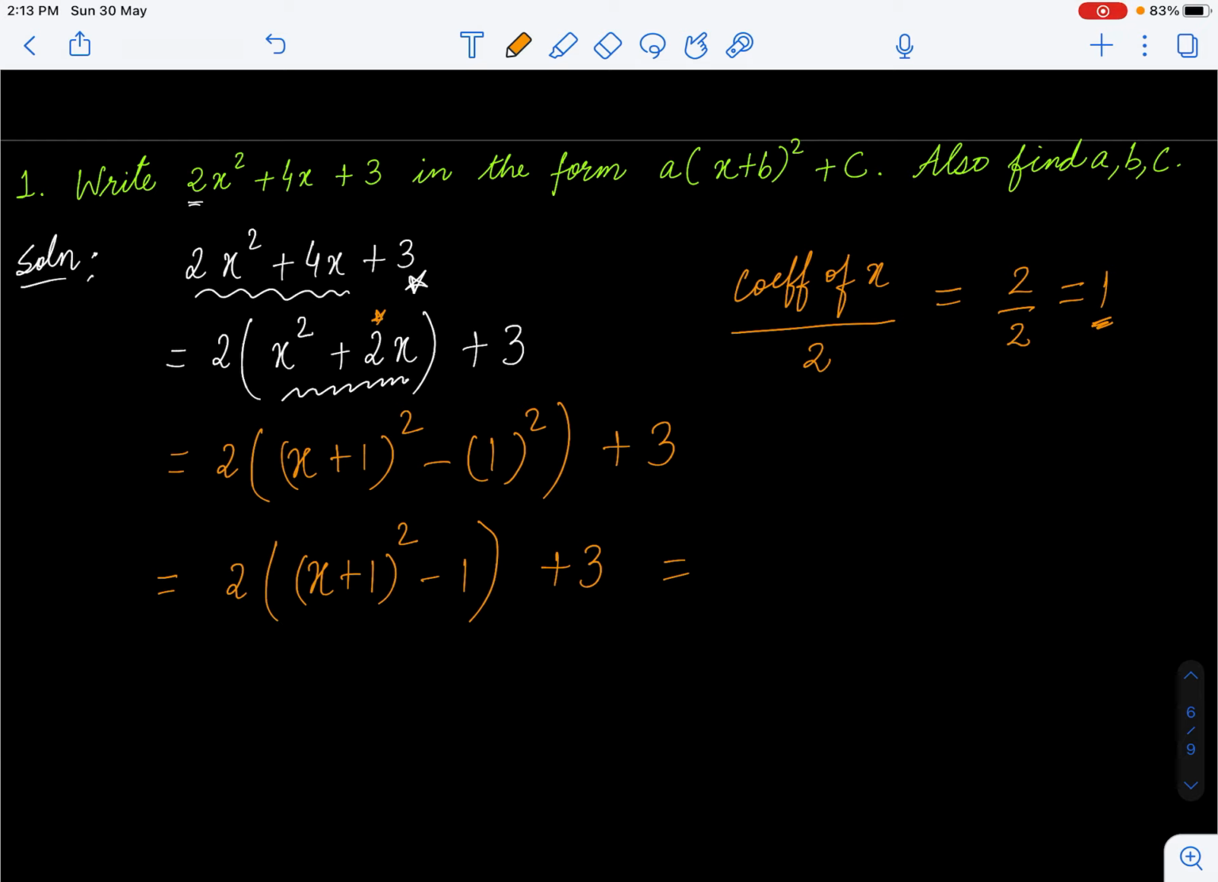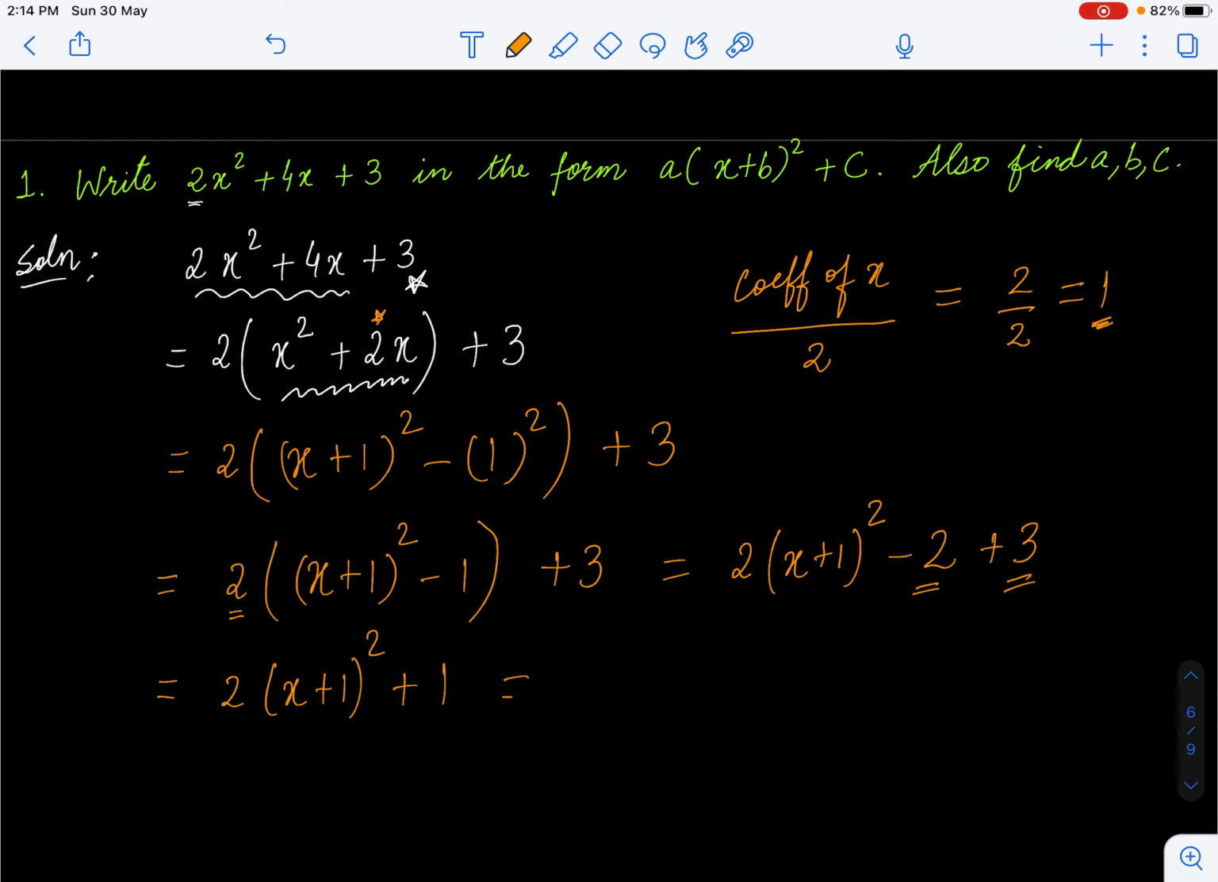Next, you can multiply this 2 with these terms, so basically open the bracket. You will get 2 times x plus 1 whole squared, and 1 times 2 is going to give you 2, and there is a minus sign, so this is minus 2 plus 3. So finally I will get 2 times x plus 1 whole square, and I think we did this in part 1 also, if some students are having a problem with this, you can first write 3 and then 2. So this is plus 3 minus 2, that is nothing but 1. So this is how we write this by completing the square.